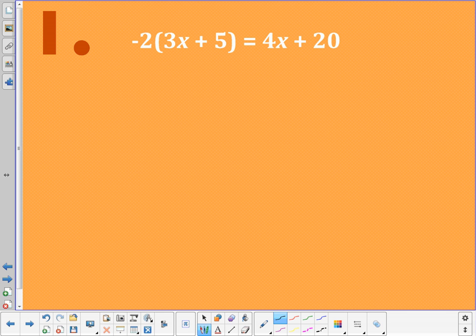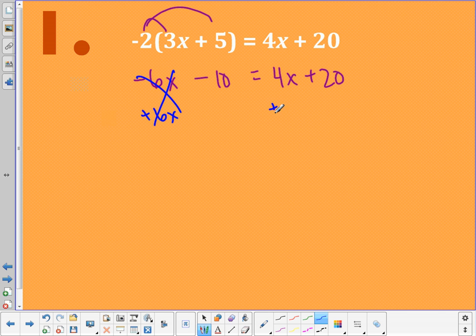Okay, so according to our steps, the first thing that we need to do is distribute that negative 2. So I'm going to take the negative 2, multiply it through to both parts inside the parentheses, giving me negative 6x minus 10 is equal to 4x plus 20. After that, I notice that there's variables on both sides, so I need to gather them to one side. I'm going to move the 6x, so add 6x over. So that cancels that. Add 6x, because whatever you do to the left, you got to do to the right.